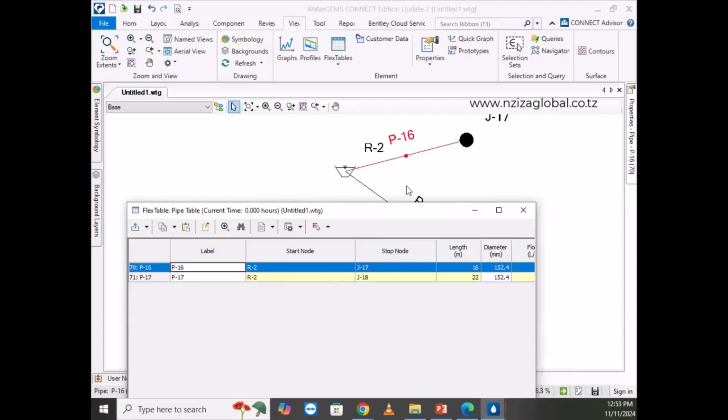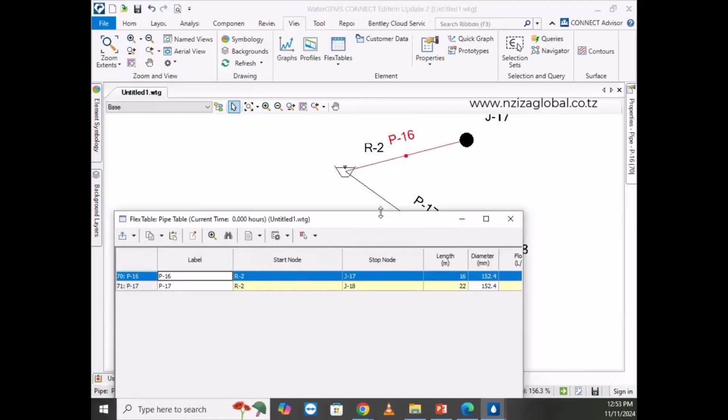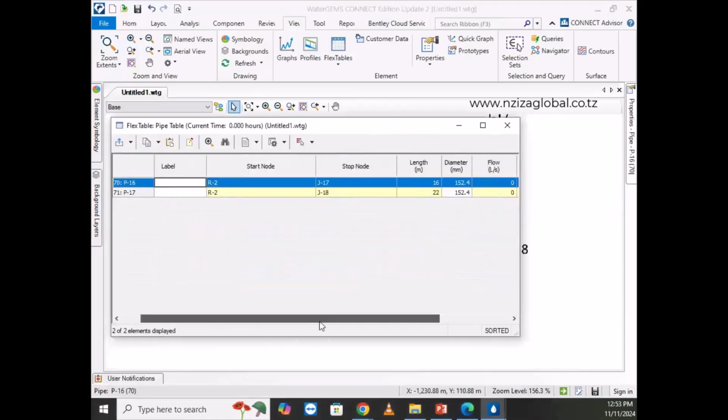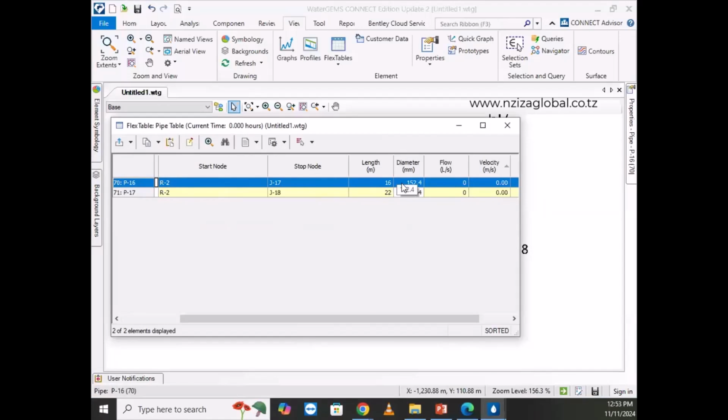Okay. So then you also get the diameter. You are seeing the diameter. This is set by default. But here you are able to put your own diameter. We are together. So I was asking that in the flex table is where we set different parameters for the junction, pipes, and everything. Exactly. Yes.